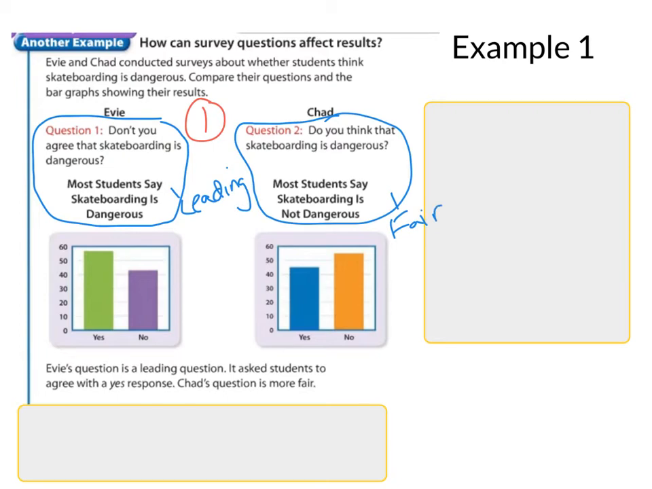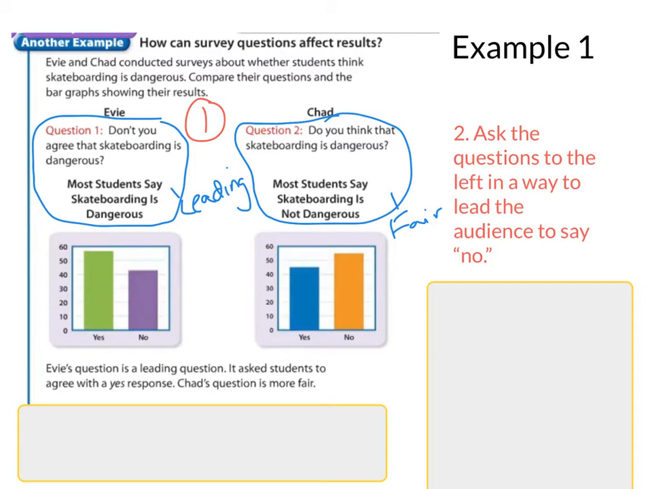Moving on in 3, 2, 1. Now I'm going to challenge you. We asked a leading question over here to make people agree or to say, yes, skateboarding is dangerous. And then we asked a fair question where they were kind of equal and most people said no. And I want you to think of a way to phrase these questions for number 2 where you could really lead the audience to say, no, skateboarding is not dangerous.